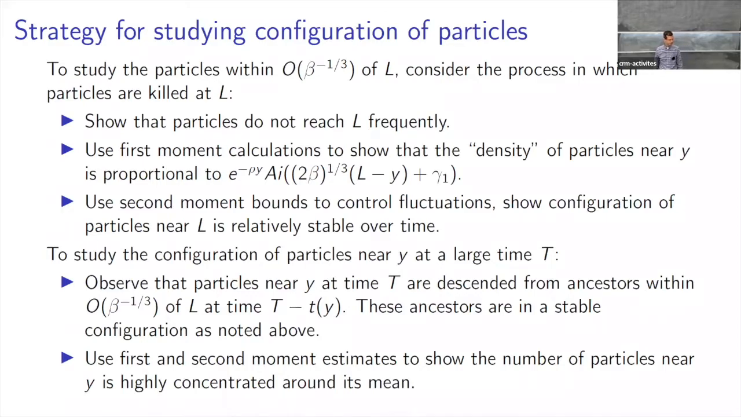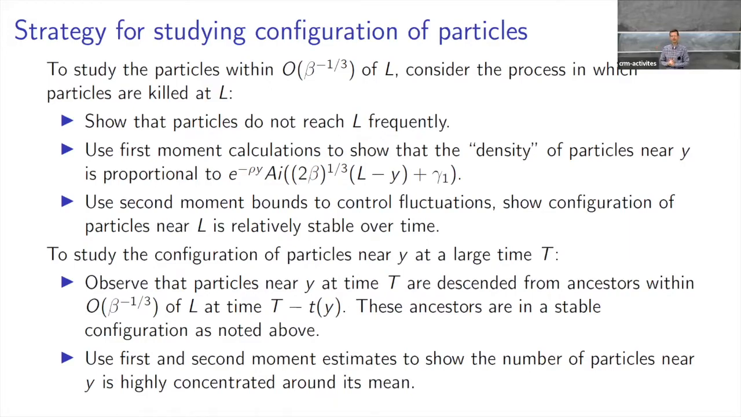So we want to show first that particles do not reach L too frequently, so that the truncation is not having a severe effect on the behavior of the process. We use first moment calculations to show that the density of particles near y should be roughly proportional to e to the minus rho y times this area function. And then we use second moment bounds to control the fluctuations. That will allow us to see that the configuration of particles close to L stays relatively stable over time.